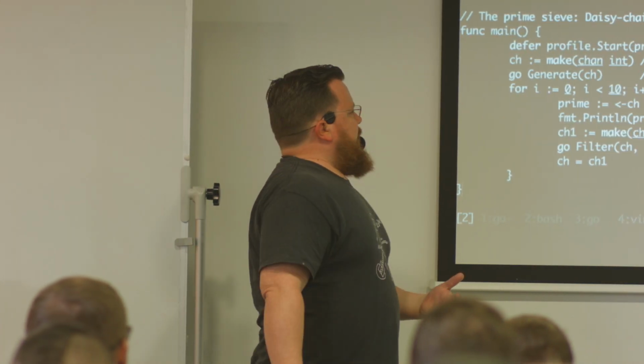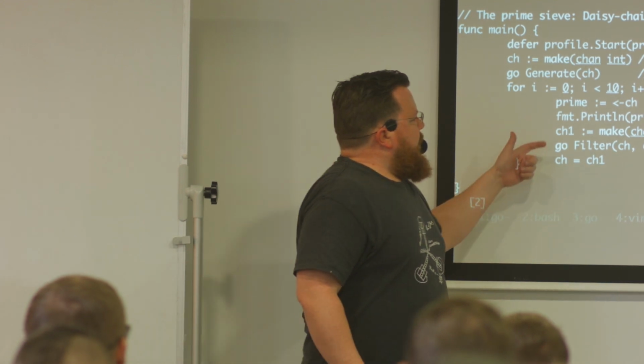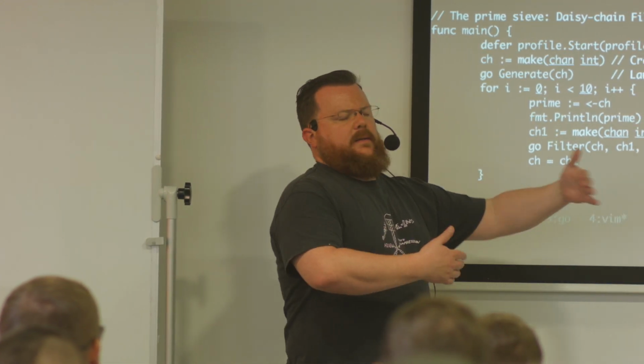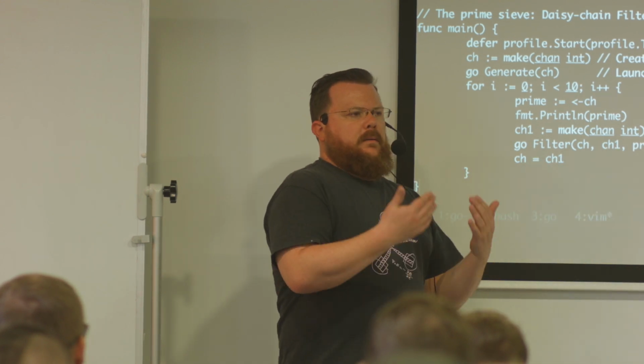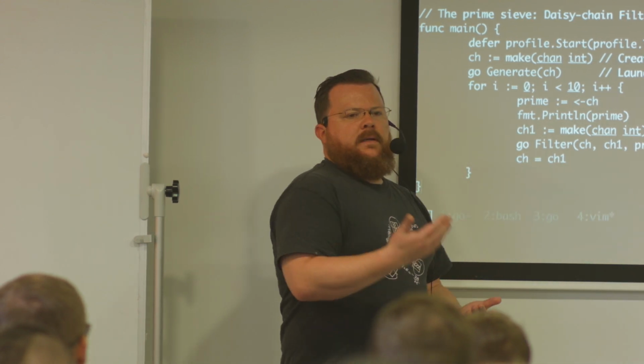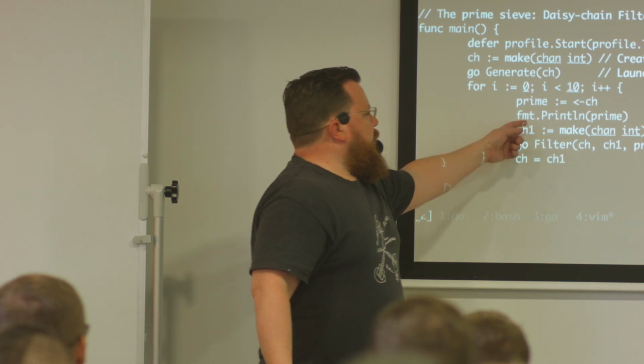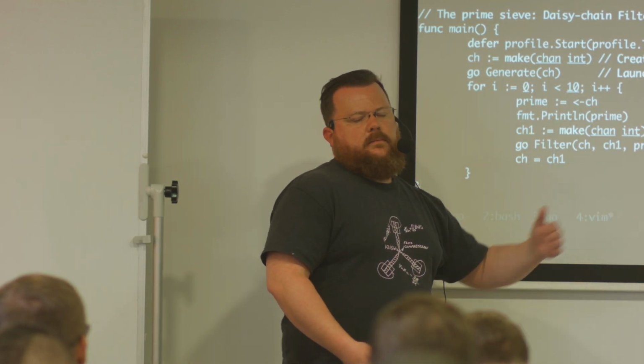Which produces primes by a process of elimination. If we pass a number down a channel of a connected chain of goroutines, each of them is responsible for one number. It says if this number is a prime, then print it out. Otherwise, pass it on.